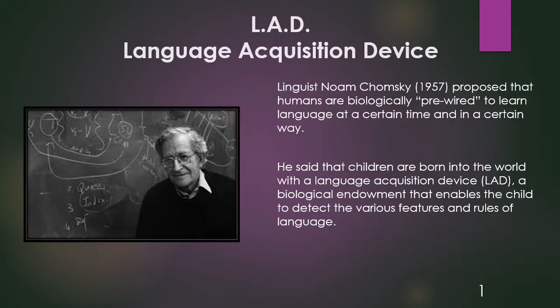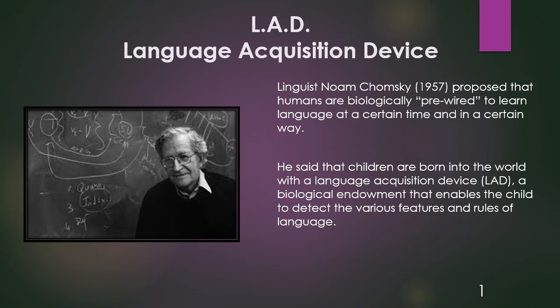To the great Noam Chomsky, the human being is a language acquisition device. That you have this pre-wiring in you to learn a language, at a certain time and in a certain way. Chomsky said that children are born into the world with this LAD and this biological endowment, this biological gift from your ancestors, this ability to use language as a tool, to detect the various features and rules of language, this computer that's trained to do it.